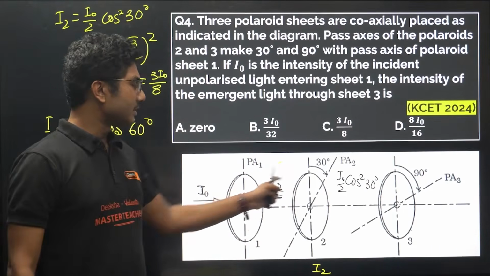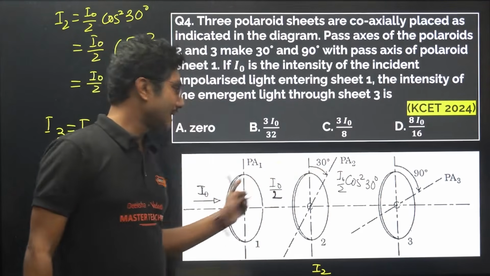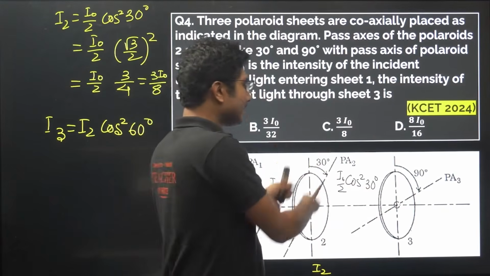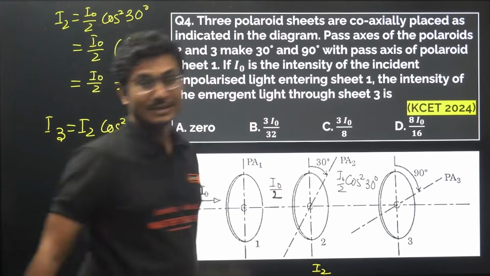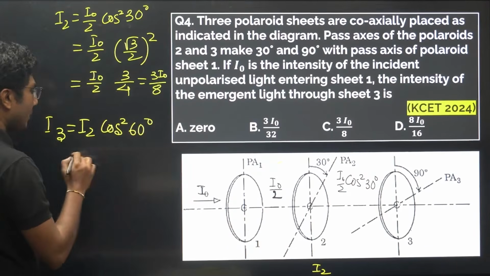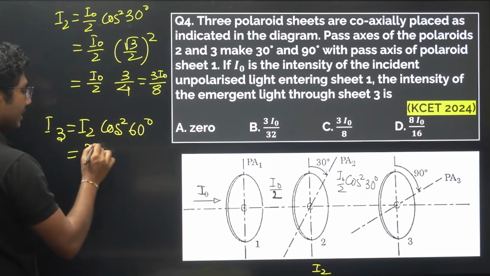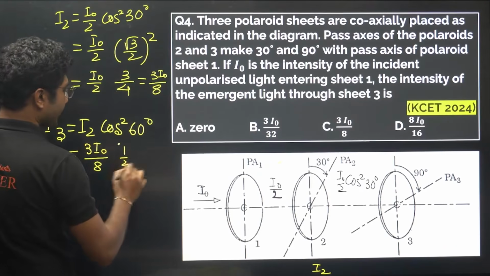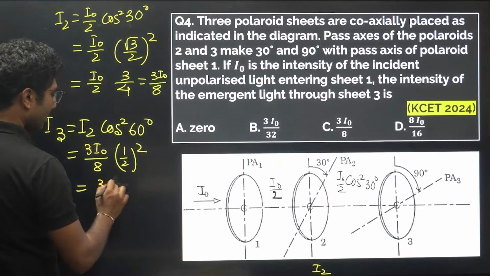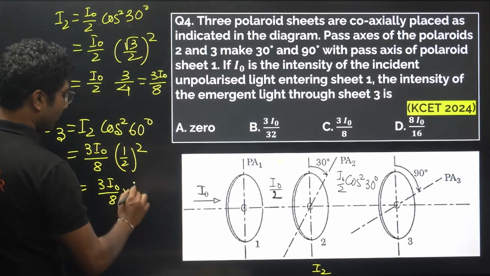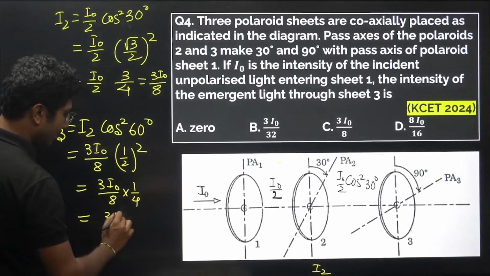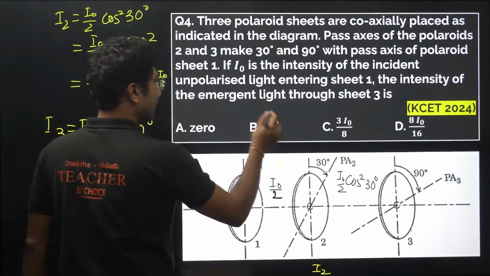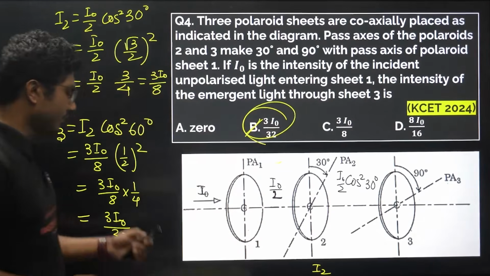So first Polaroid, this is 30 degree and this is 90 degree, but this angle does not matter. We have to find the angle between these two corresponding Polaroids. This is at 30 degree, so this difference is 60 degrees. So we have to use this formula. The I2 value we have already calculated, 3I naught by 8, cos square 60 means half square, so it will be 3I naught by 8 into 1 by 4, that is 3I naught by 32. So option B is the correct answer for this question.